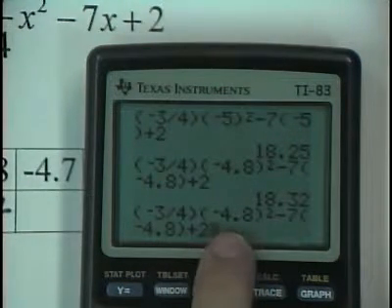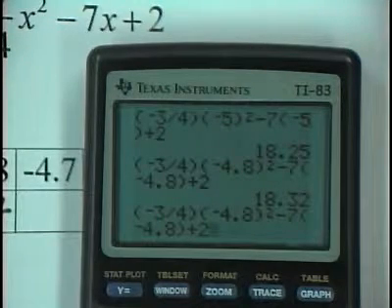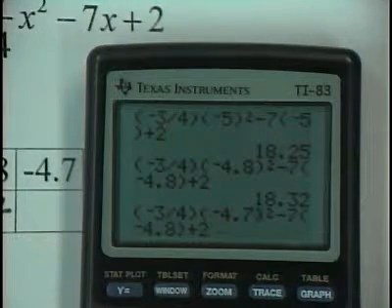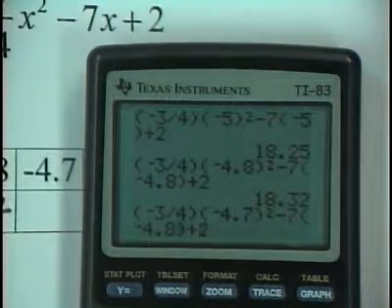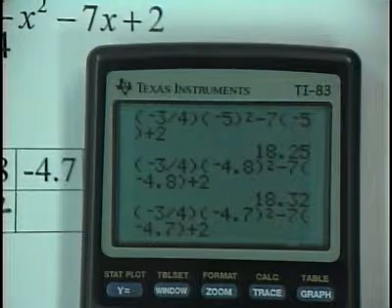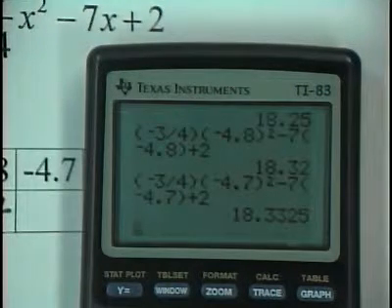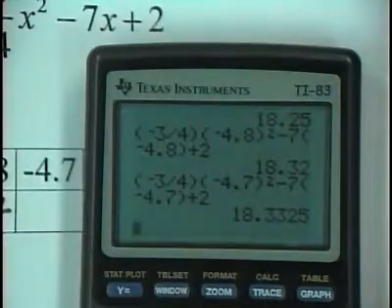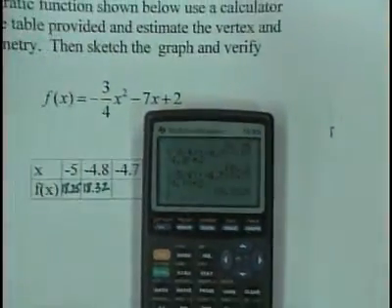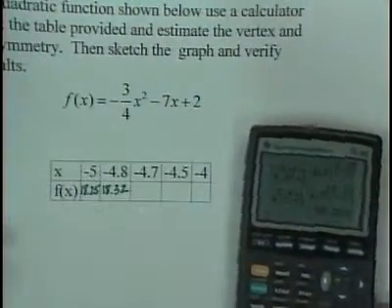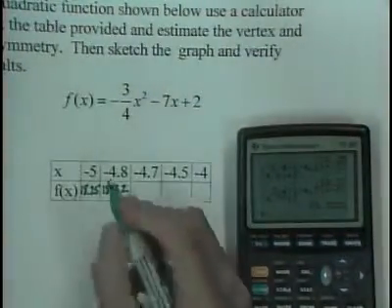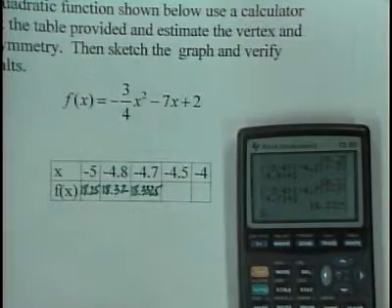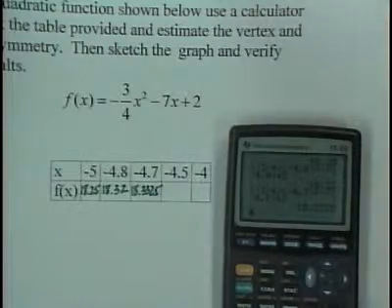The cursor is right next to it, and I haven't pushed enter, so I'm going to go up with my arrow key and make the negative 4.8 a negative 4.7. Then I'll go down to the other negative 4.8, make it a 4.7, then push enter, and I see that that's 18.3325. And I want to put that in my table. So let's go put that in the table. 18.3325. The next value I want to use is negative 4.5.